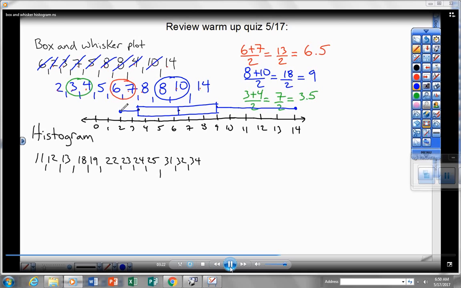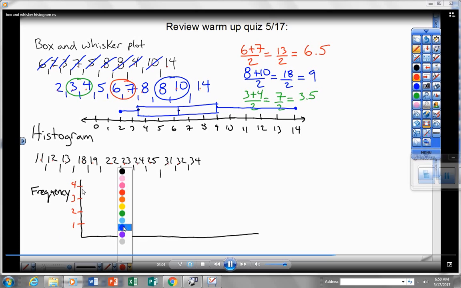Next is the histogram. For my histogram, which is a frequency table or a frequency graph, on the left side is how many times numbers in a certain range show up. So looking at my data here, I got 3 numbers here: 11, 12, 13. I got 2 here. I got 1, 2, 3, 4 here. So I'm going to say my frequency is going to probably be no more than 5. So I'm going to go by 1. 0, 1, 2, 3, 4.